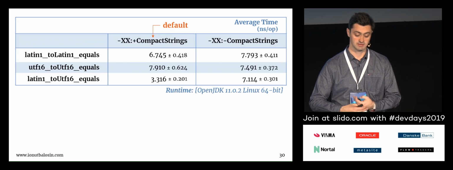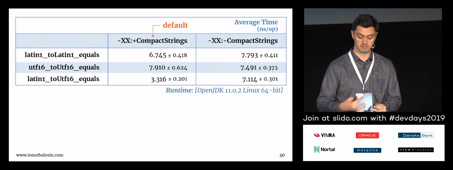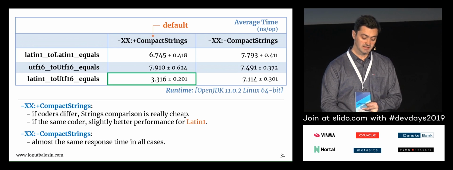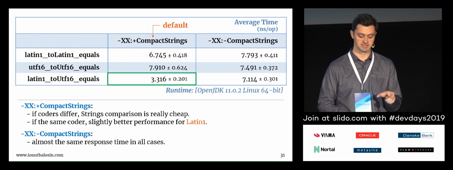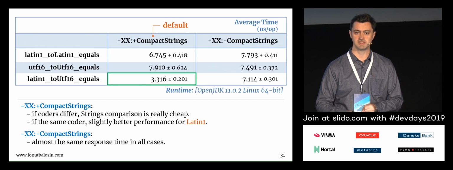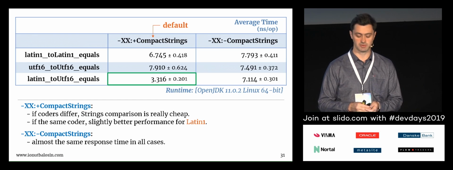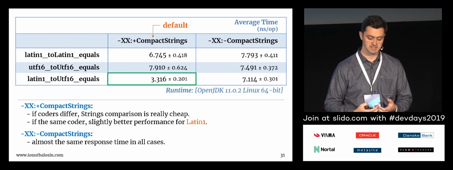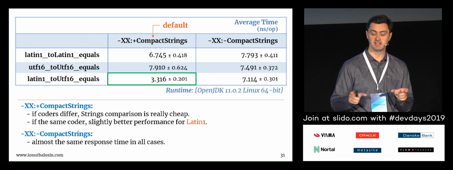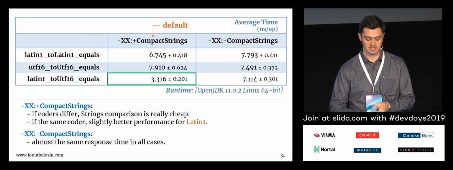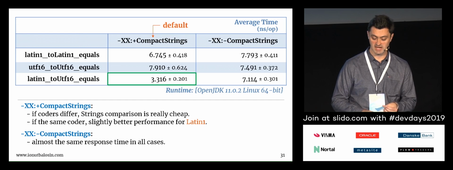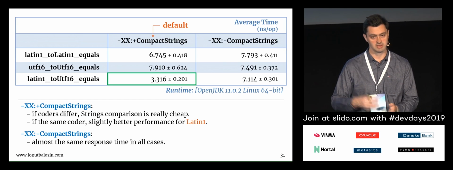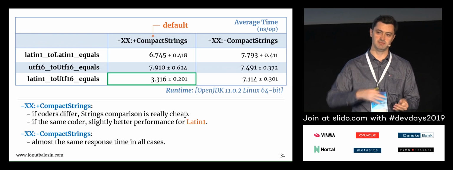And what are the results I got with compact strings enabled by default and without compact strings enabled? The noticeable case was when you compare strings which have a different representation. If you compare strings which are Latin1 against UTF-16, the performance is better because they just check if the coder is different. And of course the coder is different, so they really don't touch the byte array. However, for all the other cases, for example with compact strings, comparing Latin1 to Latin1 is a bit faster than comparing UTF-16 to UTF-16 because there are fewer bytes in that array. On the right side, with compact strings disabled, the performance is almost the same, so it is analogous to the previous JDK implementation.